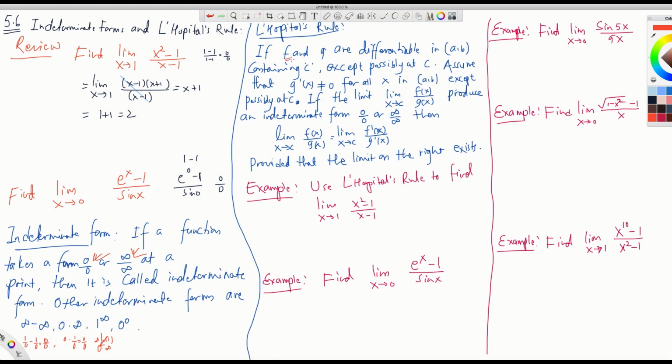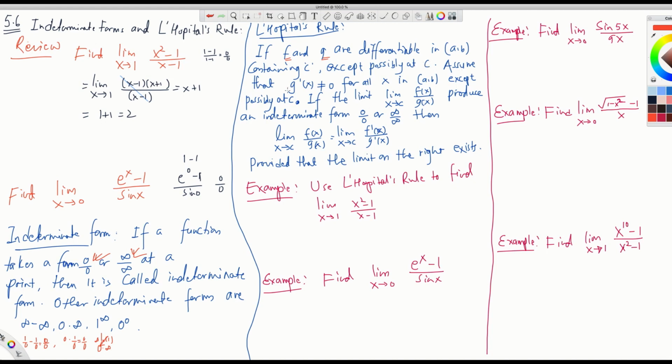Suppose the interval AB contains a point C, and suppose f and g are differentiable everywhere in AB, except that they may not be differentiable at C.